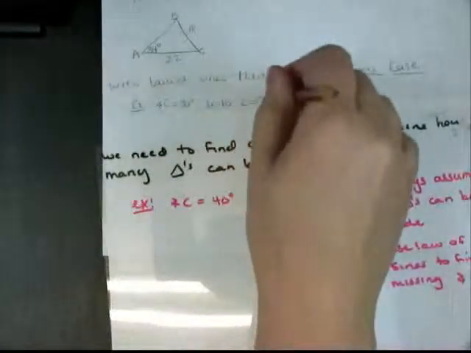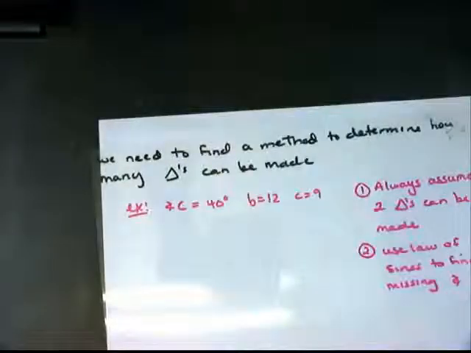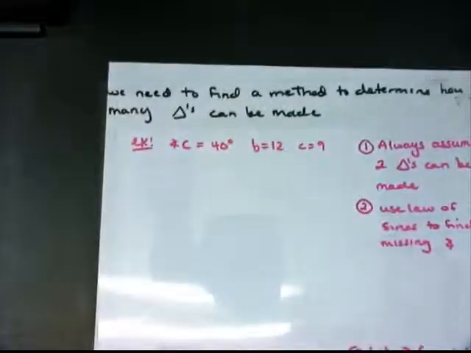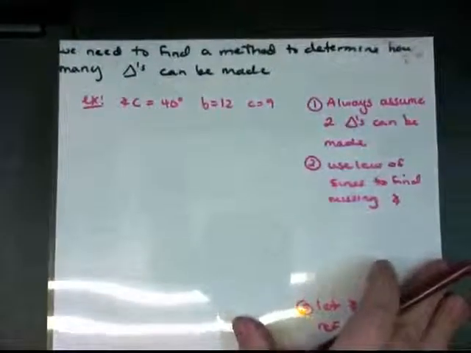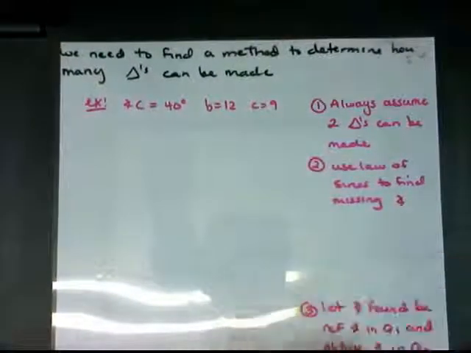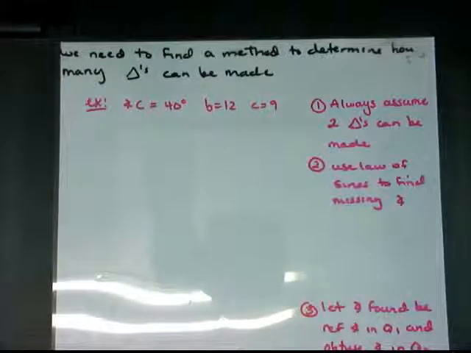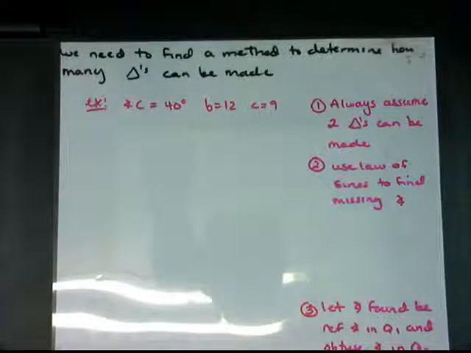So I'm going to prove why we get two triangles, one triangle, and zero triangles. We're going to go through three examples where we actually get two triangles, one triangle, and none, and go through the method on how we do it, because we have to have a method to always figure out which one it is. Every single time you do the law of sines, this possibility exists.